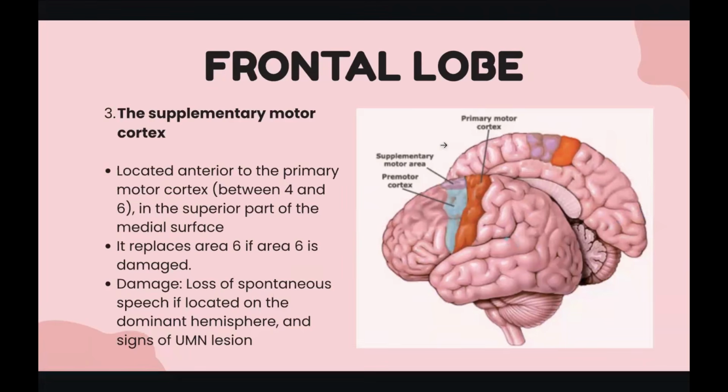Another cortex area, the frontal lobe, is the supplementary motor cortex. It's located anterior to the primary motor cortex, so it is between area 4 and area 6. Primary motor cortex is area 4, as we said, and premotor cortex is area 6. So between them is the supplementary motor cortex, and it replaces area 6 if area 6 is damaged.